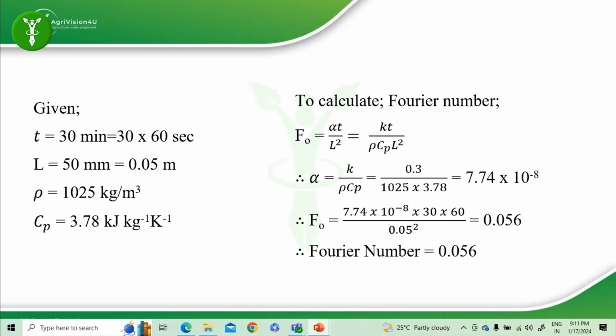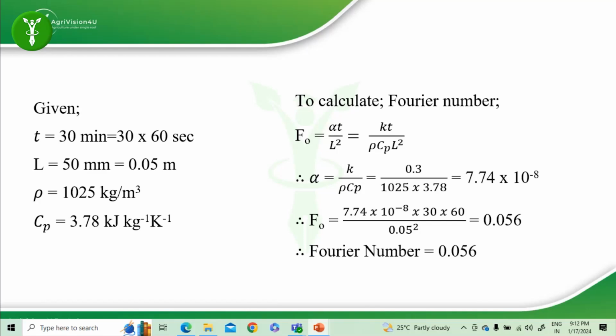We have the value of K as thermal conductivity, that is 0.3, along with the value of density and the value of Cp. So pen down the values and calculate, and let me know whether you are getting the value. The value of alpha here will be 7.74 into 10 raised to minus 8.